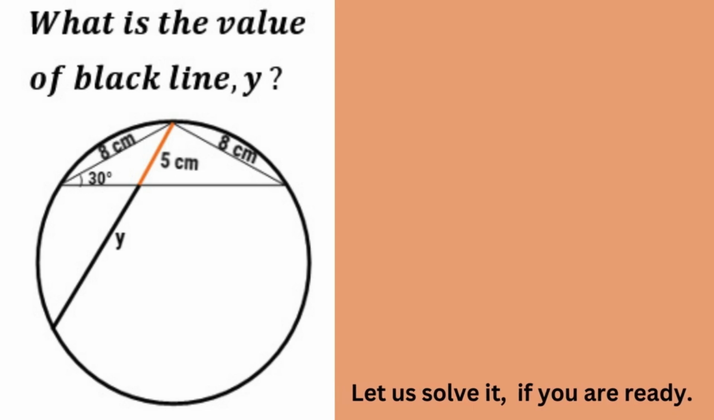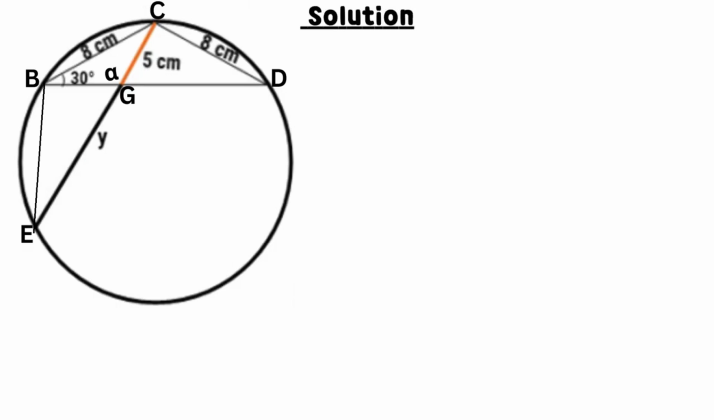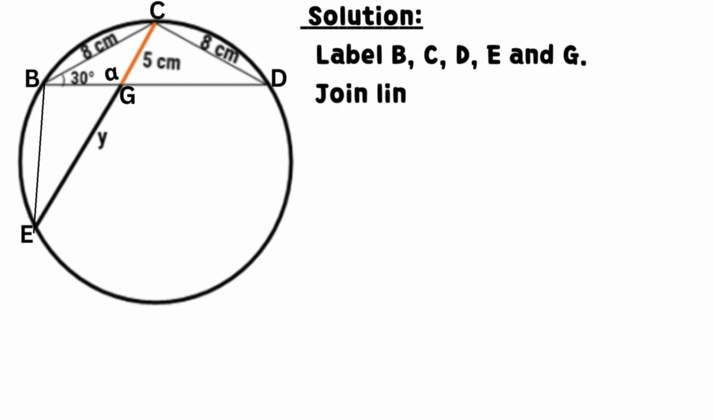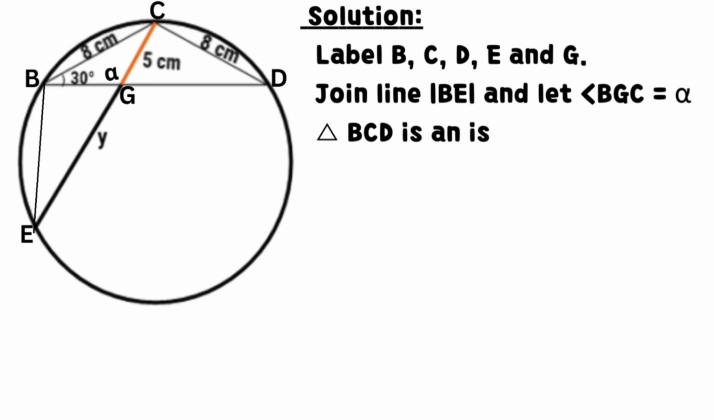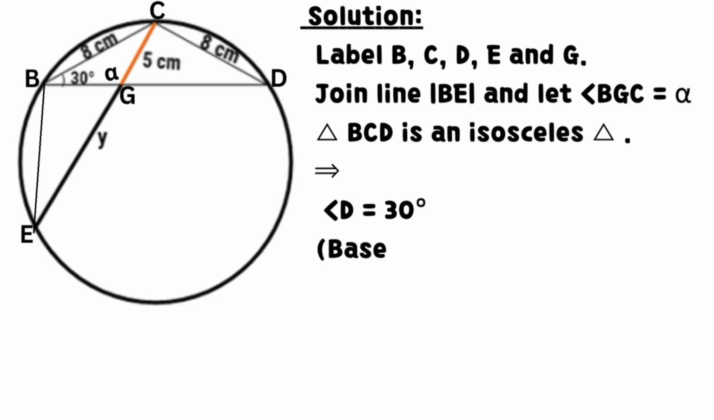What is the value of the black line y? Label B, C, D, E, and G. Join line BE and let angle BGC equal alpha. Triangle BCD is an isosceles triangle. It implies that angle CDB equals 30 degrees. It is because the base angles of an isosceles triangle are equal.